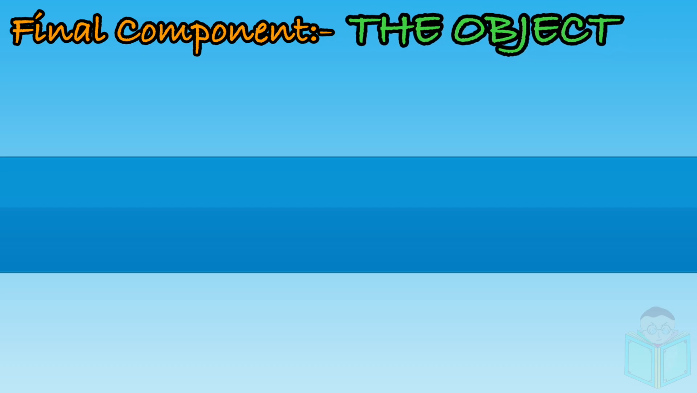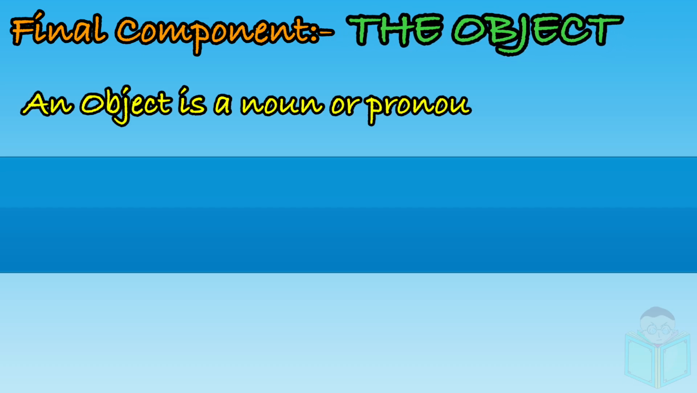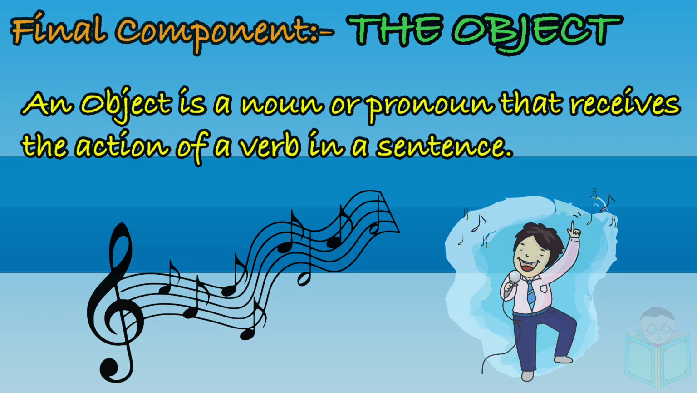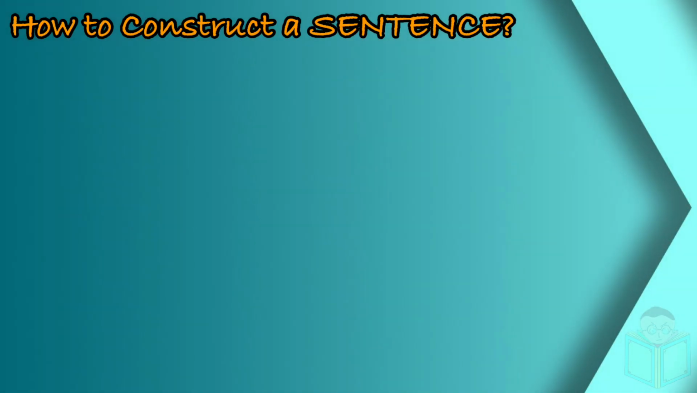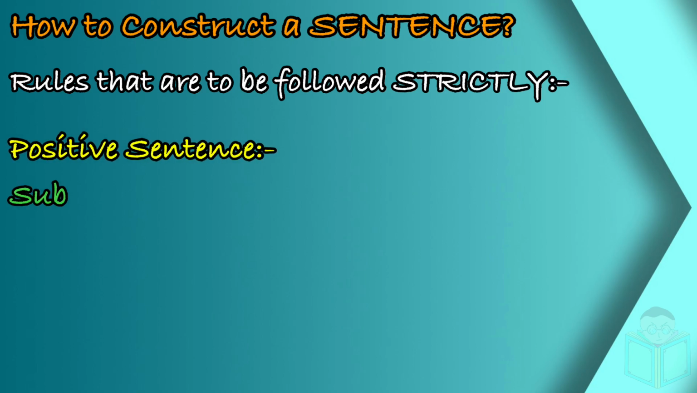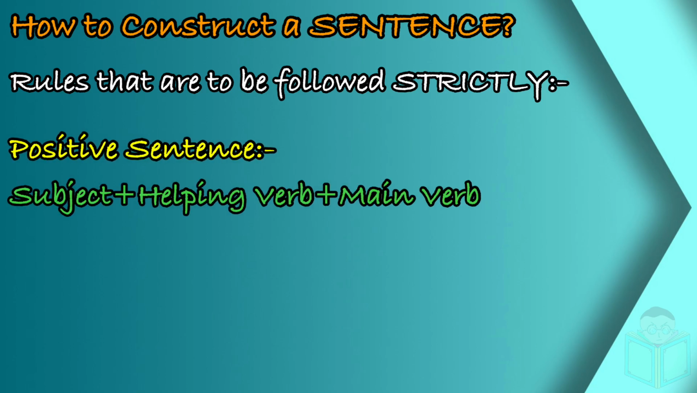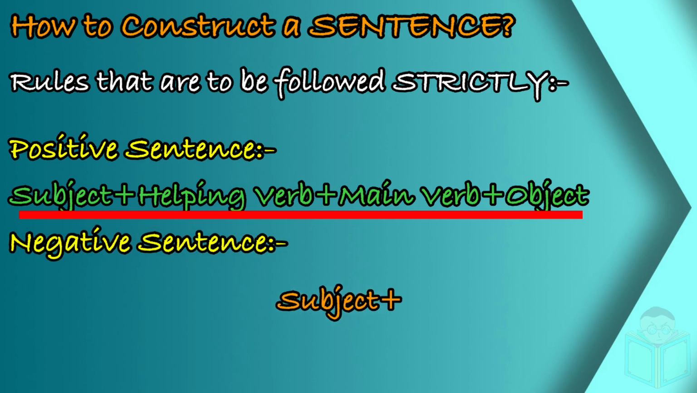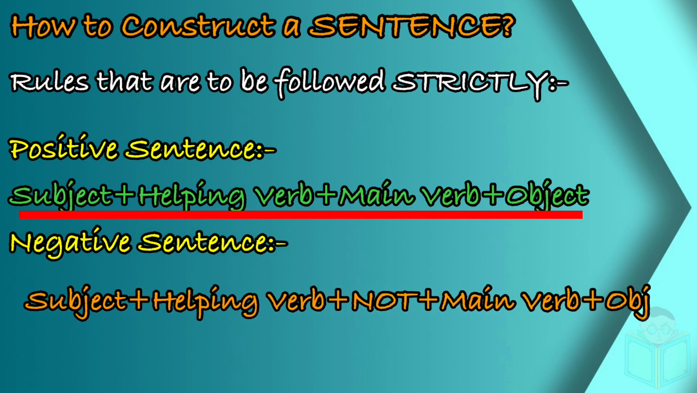Finally, you should know the final component, the object. An object is a noun or pronoun that receives the action of a verb in a sentence. As we now know the different components of a sentence, we will go for sentence construction. Rules that are to be strictly followed for correctly structuring a sentence. For a positive sentence, subject plus helping verb plus main verb plus object. For negative sentences, subject plus helping verb plus not plus main verb plus object.